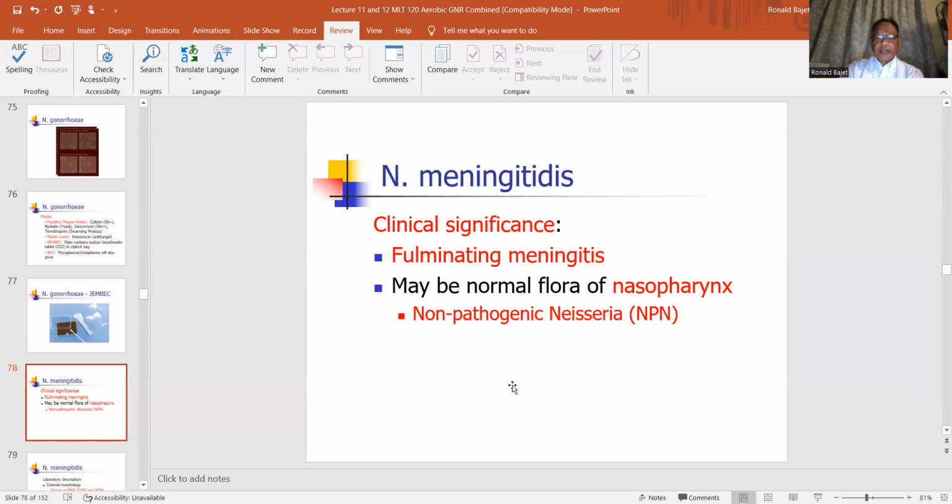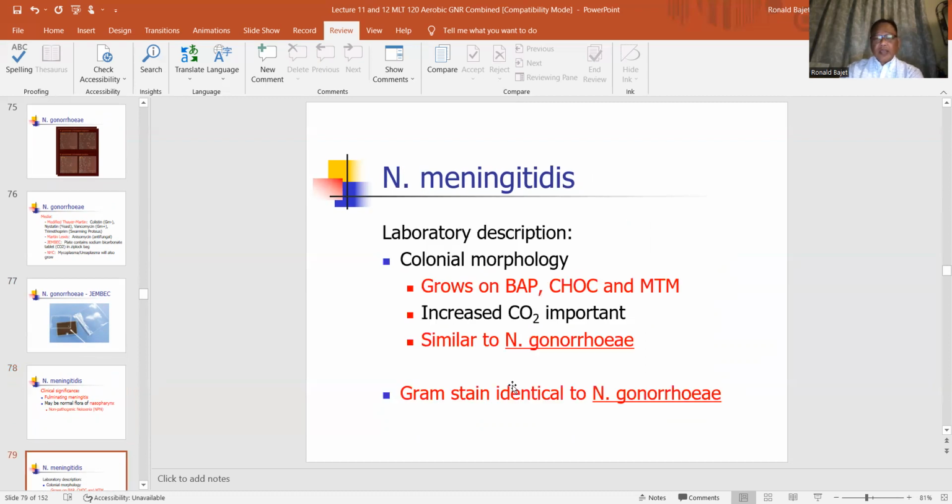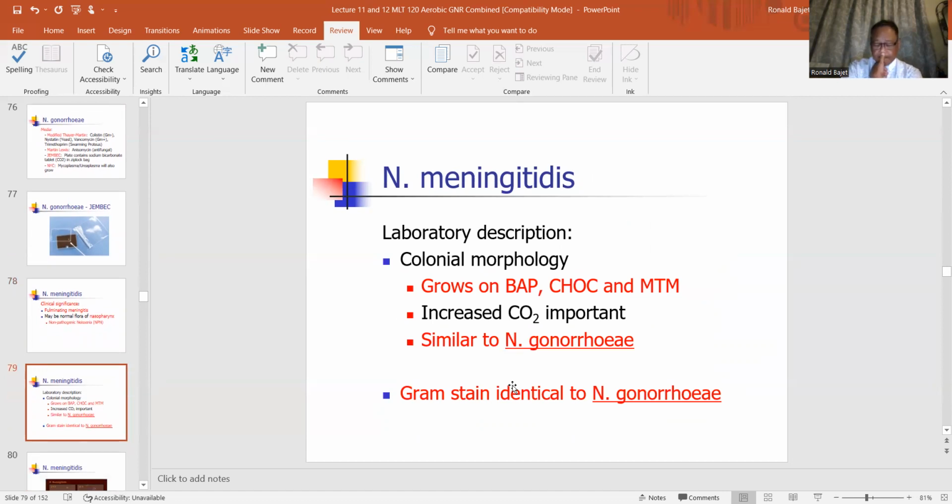Neisseria meningitidis, the next one, causes fulminating meningitis. It's really bad. But meningitidis may be part of the normal flora in your nasopharynx, and that's called non-pathogenic Neisseria. So if you do a sputum culture, you're going to see on blood and chocolate a whole bunch of different colonies.